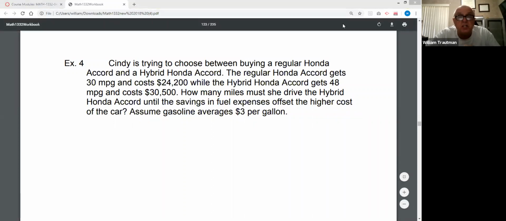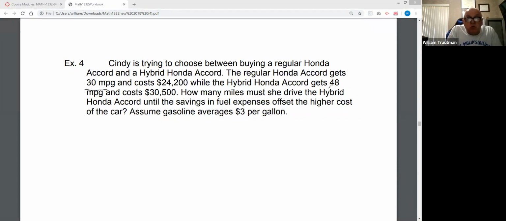All right, Cindy is trying to choose between buying a Honda Accord hybrid and a regular Honda Accord. One gets 30 miles per gallon and one gets 48 miles per gallon. One costs this much. This is the principal for one, and this is the principal for the other. So one is 24,200 and that gets 30 mpg. This one is 30,500 and that gets 48 mpg.